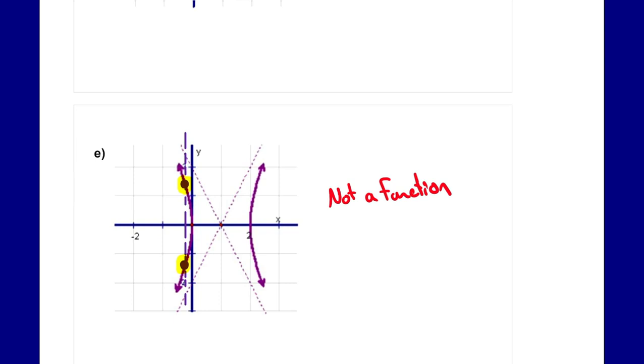Don't worry about these dotted purple lines here that form an X. Those are what we call asymptotes. Essentially, it's saying where the x values do not exist, or where this relation does not exist.